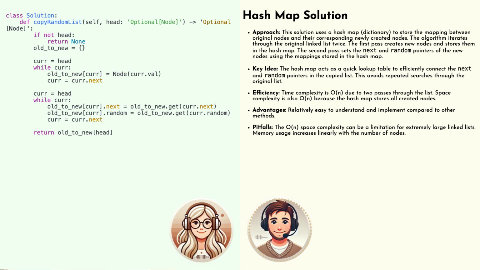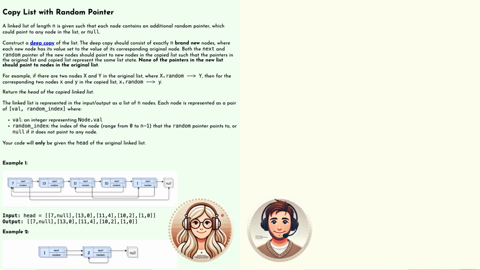Yeah, exactly. And what's great about the hash map is that it lets us find those mappings almost instantly. So when we need to set the random pointer for a new box, we can just quickly look up in our hash map, find the corresponding copy, set the pointer and be done with it. No more searching through the entire list.